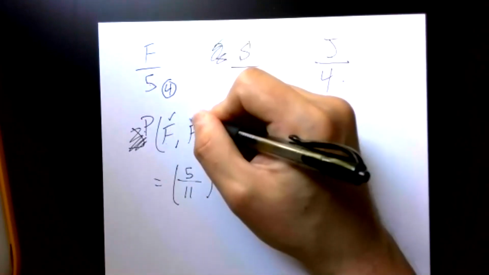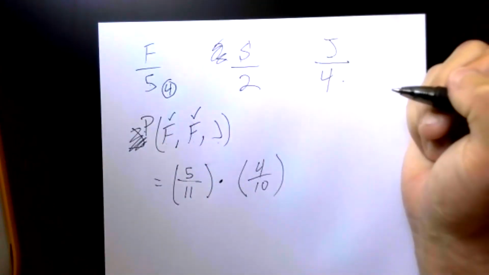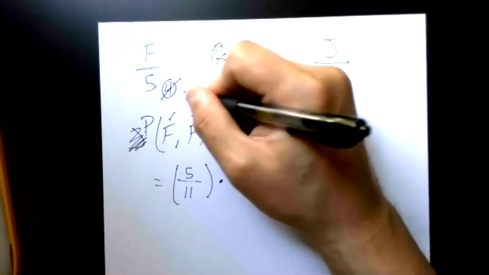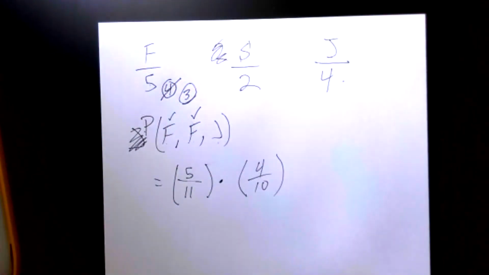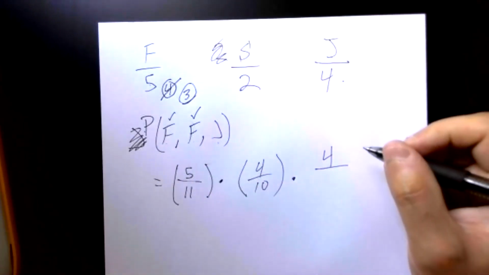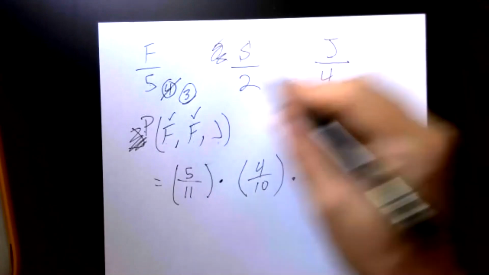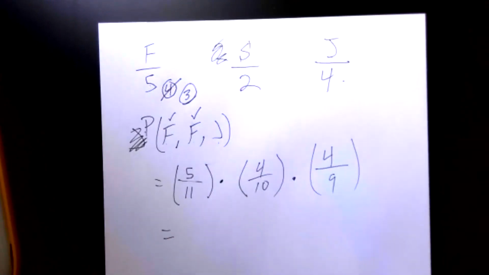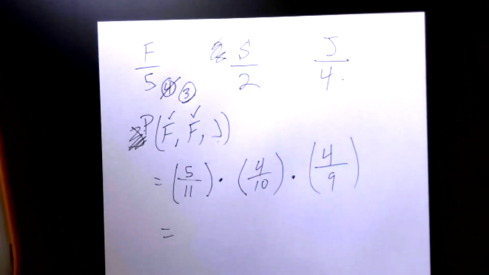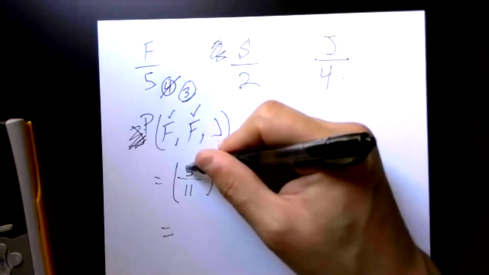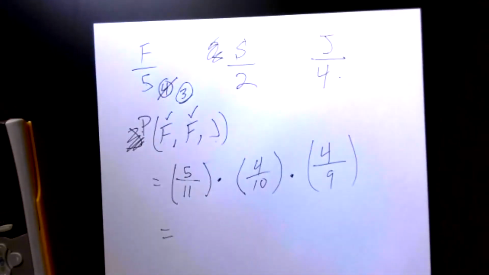So we've chosen a freshman, then another freshman, and we go to junior. Once that freshman moves to the side, we now have 3 freshmen left, and for the junior there's 4, but the total has decreased again. There's now 9 total people. If we multiply that, to multiply this, multiply all the tops, multiply all the bottoms, and divide.